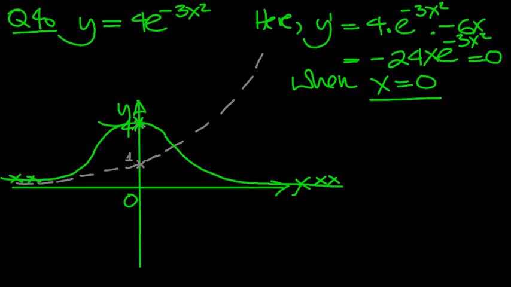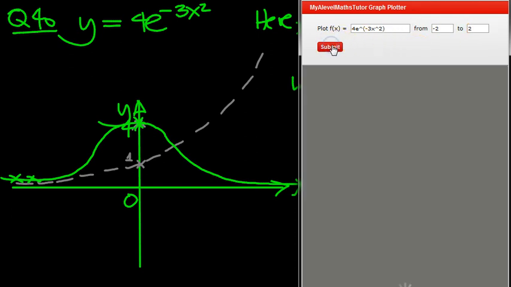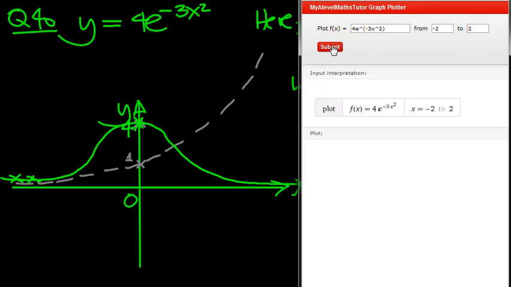So I think that's fairly clear. Let's have a look at the graph then. 4e to the minus 3x squared. So we've got 4 lots of e to the minus 3x squared, so let's type that in. Let's just do from minus 2 to 2, just in the first instance, and see what we get. Okay, let's generate the plot.